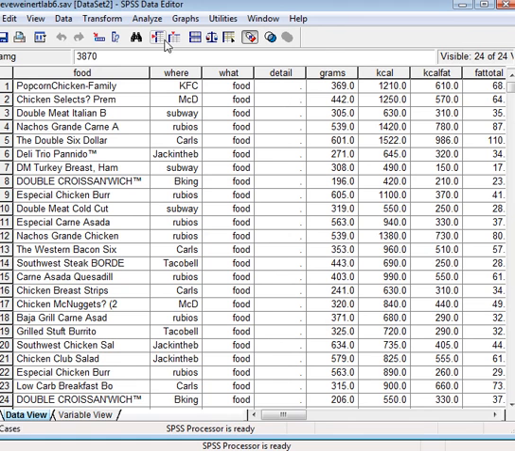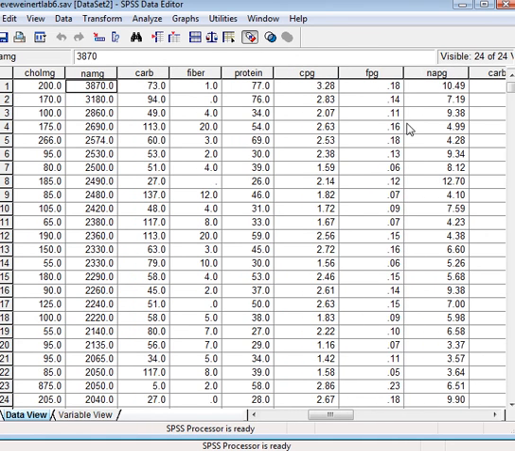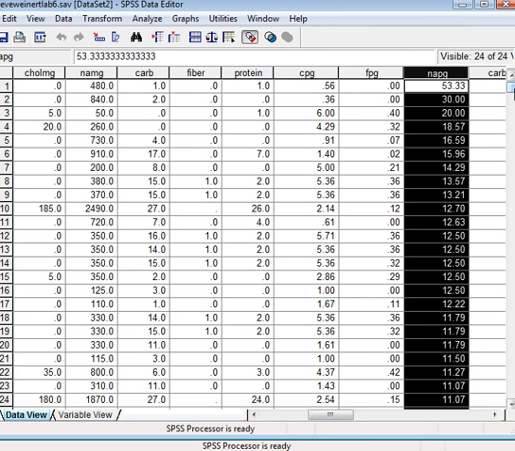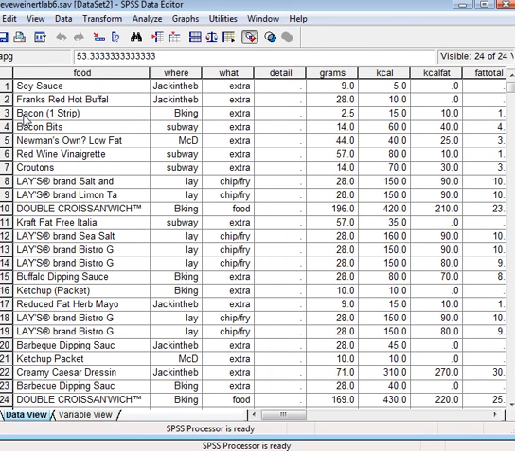Okay, so now let's go to sodium and look at sodium per gram. Sort descending. Sure enough, there's something that has 53. What would that be? Does that explain it? Okay.